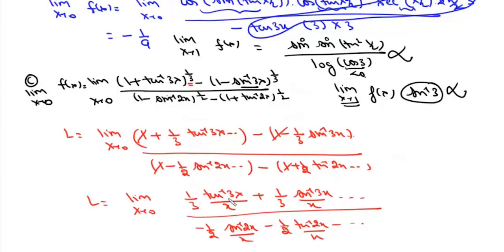Tan inverse of 3x upon 3x is 1, sine inverse of 3x upon 3x is 1, again sine inverse of 2x upon 2x is 1, and tan inverse of 2x upon 2x is 1, and all the higher powers will be 0. So the answer to this limit will be simply minus 1.